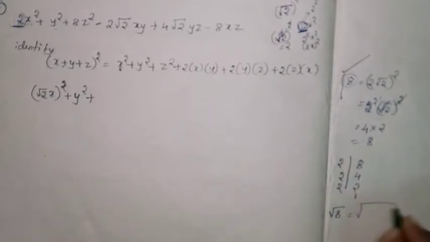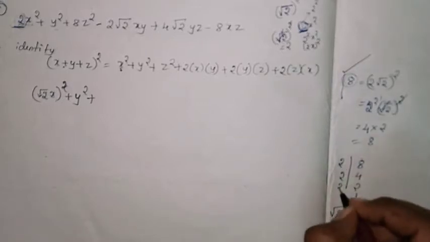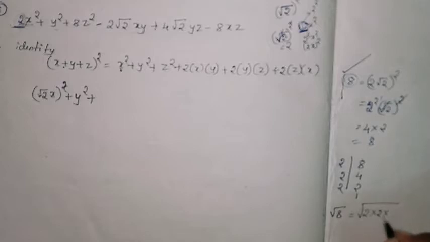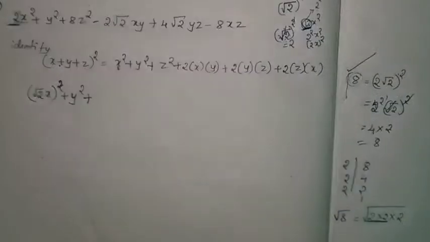So just write under square root 2 1 2 3. So 1 into 2 into 3. Now there are 2 pairs. 2 pairs will become equal to the 1 pair. So 2 pairs will become equal to the 1 pair. So or you can write square root of 4 into 2. I will write like that only.